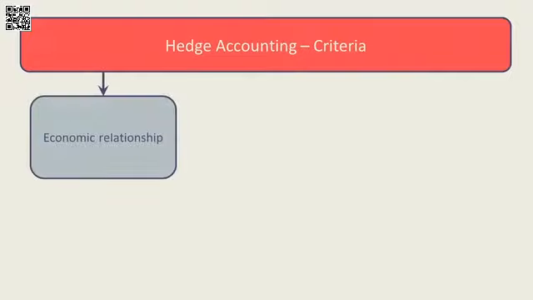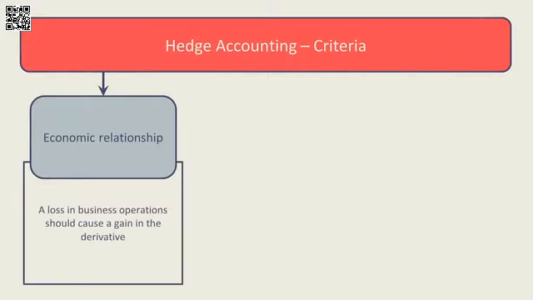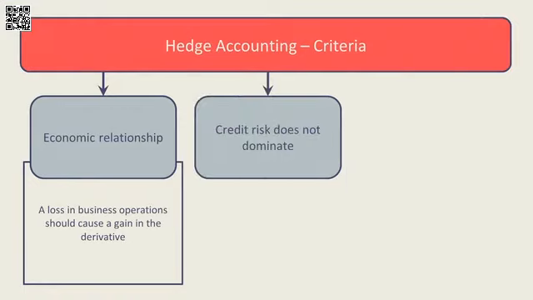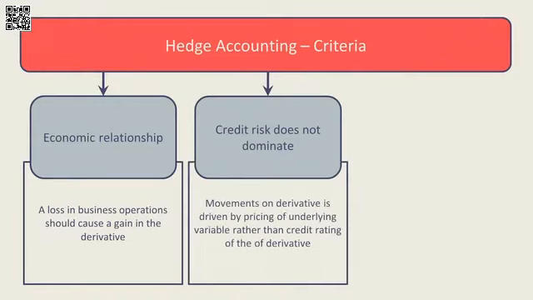First of all, there must be an economic relationship. So, if your business problem causes a loss, we must see that there is a corresponding gain caused by the derivative, essentially an equal and opposite effect. We also want to make sure that the credit risk does not dominate. In other words, if I am concerned about the price of coffee and I have a derivative which is based on the price of coffee, then the movements on that derivative should be driven by the pricing of the underlying variable, rather than the credit rating of the party that actually issued the derivative.